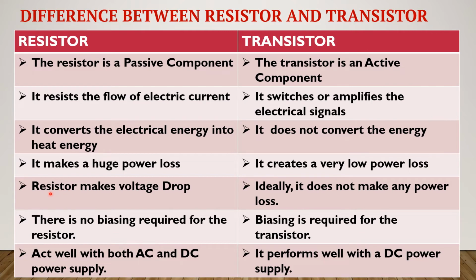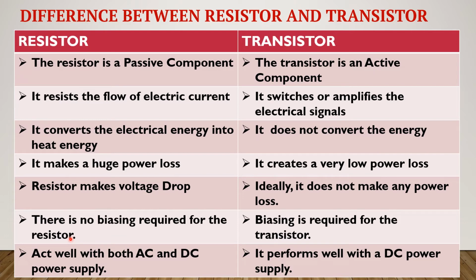Now let's see, resistor makes voltage drop. I already told you the resistor makes voltage drop and ideally the transistor does not make any power loss. Okay, there is no biasing required for resistor. No biasing means we can connect the resistor as you want.